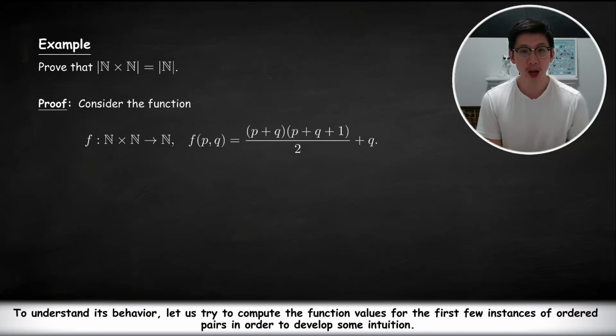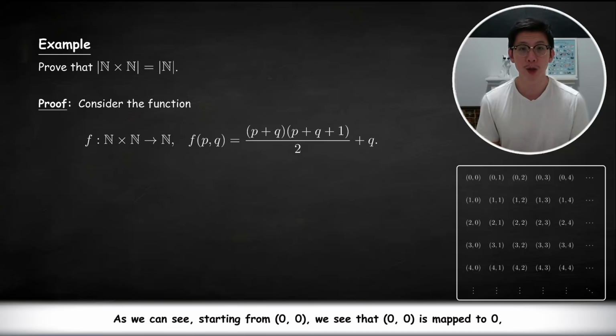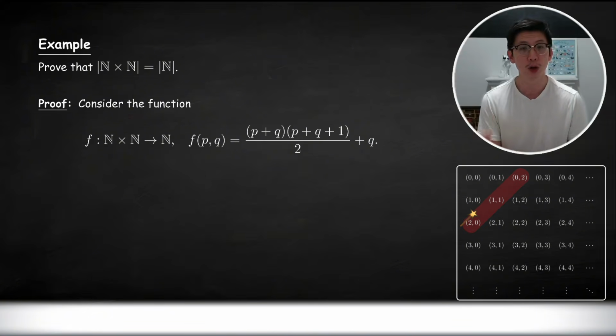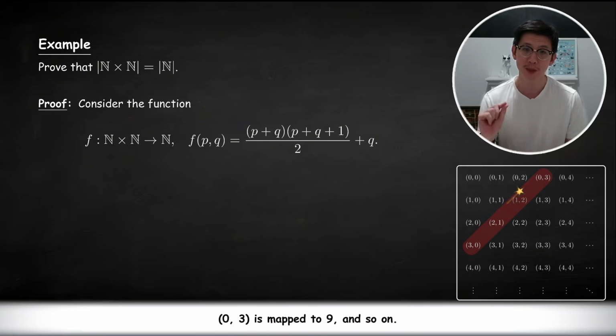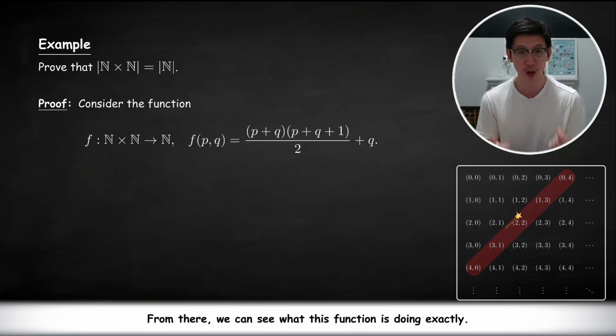To understand its behavior, let us try to compute the function values for the first few instances of ordered pairs in order to develop some intuition. As we can see, starting from (0,0), we see that (0,0) is mapped to 0, (1,0) is mapped to 1, (0,1) is mapped to 2, (2,0) is mapped to 3, (1,1) is mapped to 4, (0,2) is mapped to 5, (3,0) is mapped to 6, (2,1) is mapped to 7, (1,2) is mapped to 8, (0,3) is mapped to 9, and so on. From there, we can see what this function is doing exactly.